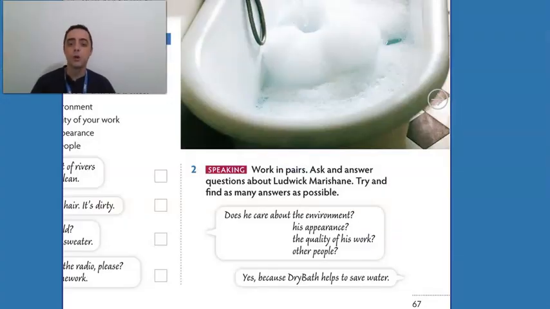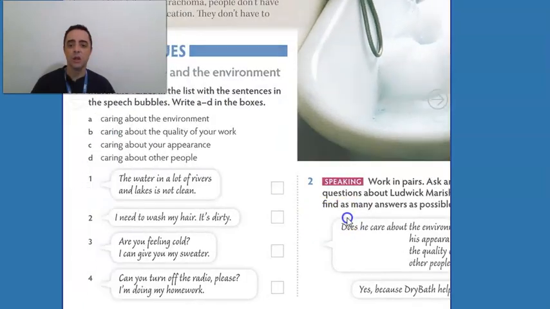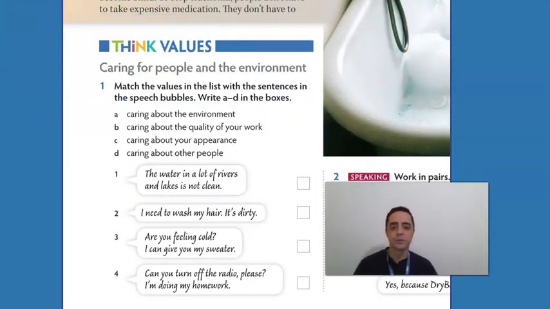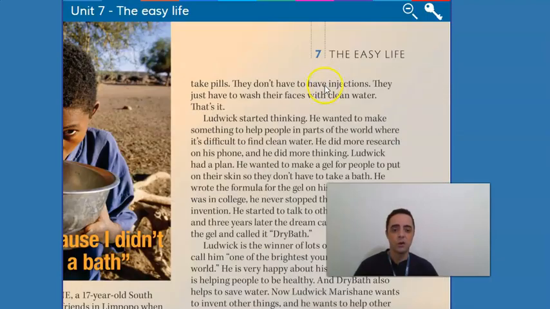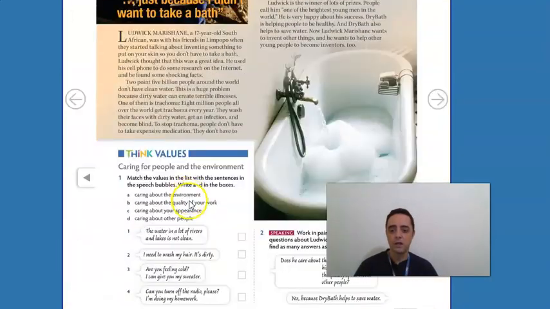Let's move on to our books on page 67, okay? Then we have this section here. Think Values, caring for people and the environment. So as we could see also on that picture, we had the environment. So match the values in the list with the sentences in the speech bubbles. So here we have 1, 2, 3, 4 speech bubbles. And then we have to write A to D in the boxes. So A, B, C, and D. Let me see if I can go to the answer place.